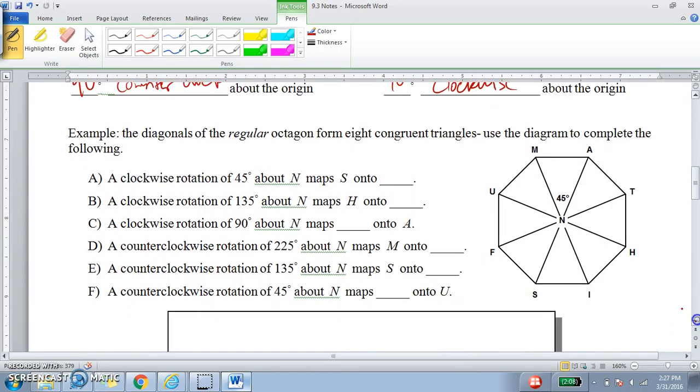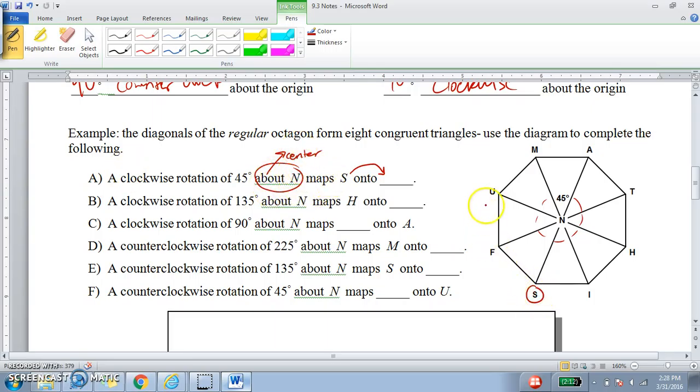Okay, this example. So we've got a regular octagon here, an 8-sided shape, and it says that each of these angles right here is 45 degrees inside the octagon. So we're going to use the diagram to complete the following. First one says a clockwise rotation of 45 degrees, so basically one spot, 45 degrees about. So when it says about, that means that this is the center point. So about means the same thing as around. So around N, or the center is N, and it maps S, which is right here, onto something. So it basically means S turns into what point after I rotate it 45 degrees around N.